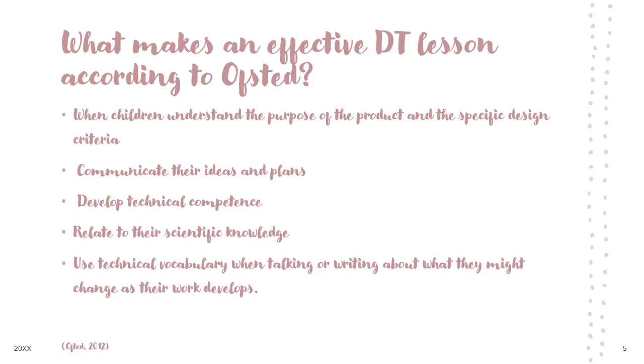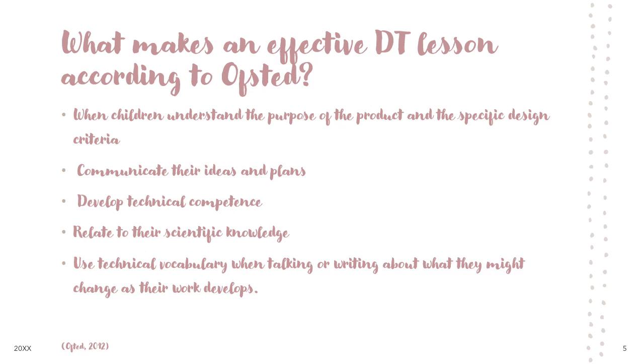What makes an effective DT lesson according to Ofsted? According to Ofsted, an effective DT lesson is when children understand the purpose of the product and the specific design criteria it must meet. DT is effective when the children can communicate their ideas and plans and develop their technological competence and scientific knowledge.